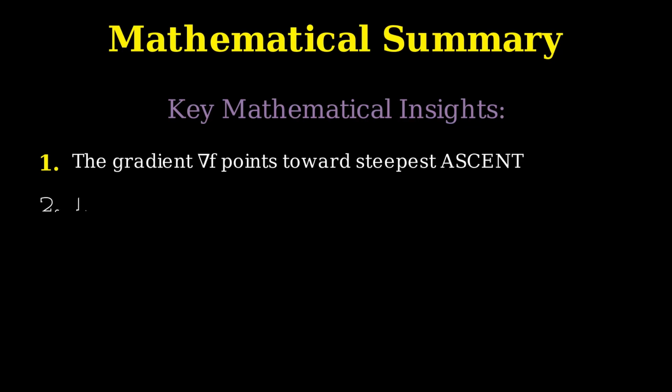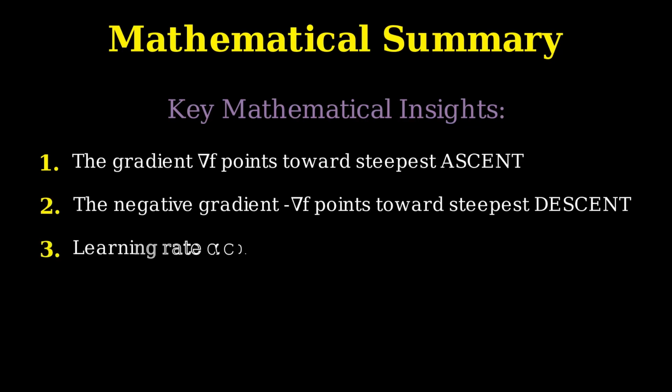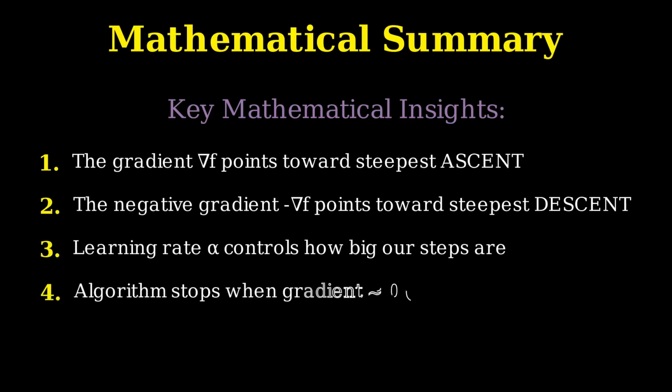First, the gradient points toward the steepest ascent, uphill. Second, the negative gradient points toward the steepest descent, downhill. That's why we subtract it. Third, the learning rate alpha controls our step size. Too large and we might overshoot. Too small and convergence takes forever. Fourth, we stop when the gradient is approximately 0. That means we're at a minimum. Why does this work?